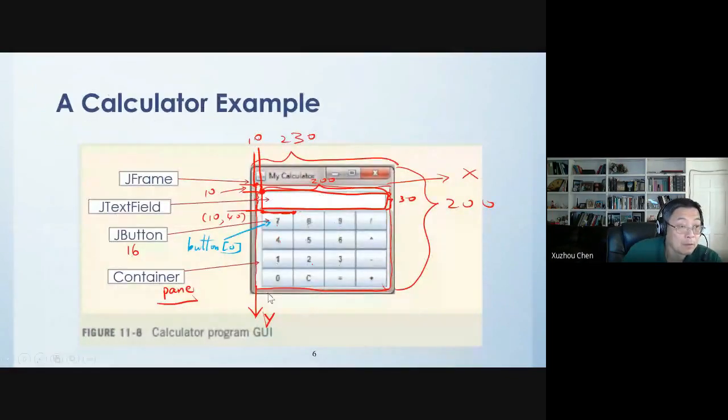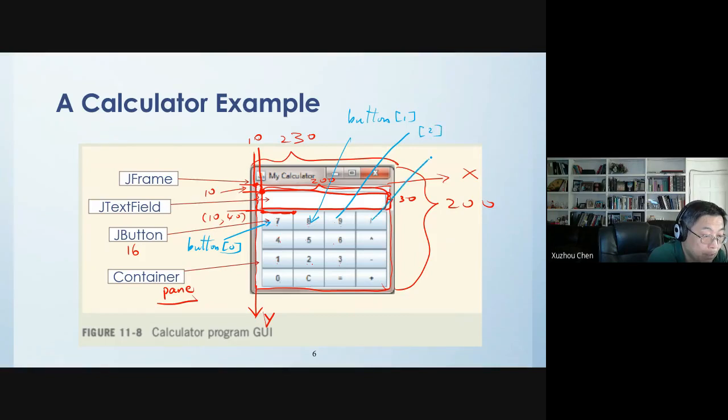So this is button 1. And that's button 2. And that's button 3. Okay. And then button 4 is going to be this one. 5, 6, 7. That's button 7. 8, 9, 10, 11. And that's 12, 13, 14, 15. That's 15.